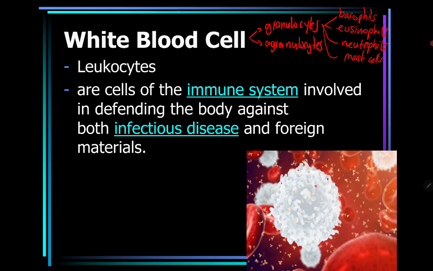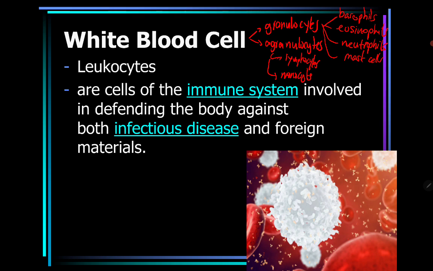And for the agranulocytes, we have the lymphocytes and we also have the monocytes. We repeat, for granulocytes, we have basophils, eosinophils, neutrophils, and mast cells. For agranulocytes, we have the lymphocytes and monocytes. The function of all of these is to defend the body against infectious diseases or any foreign bodies.